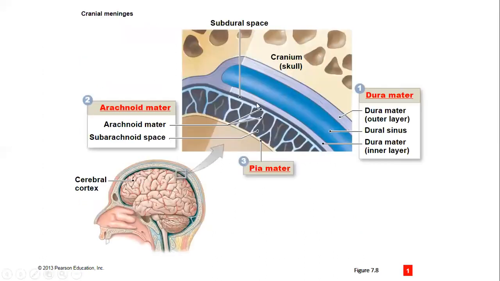So here's what it looks like. Right here's the skull, so there would be one of the skull bones. This is the outer layer of dura mater and the inner layer of dura mater. And there's a cavity between the two called a sinus. Deep to that is arachnoid mater. So here are the folds of the arachnoid mater. And between the arachnoid mater and the pia mater is the subarachnoid space. And in here, again, is cerebrospinal fluid. That's where cerebrospinal fluid kind of floats around and cushions the brain.